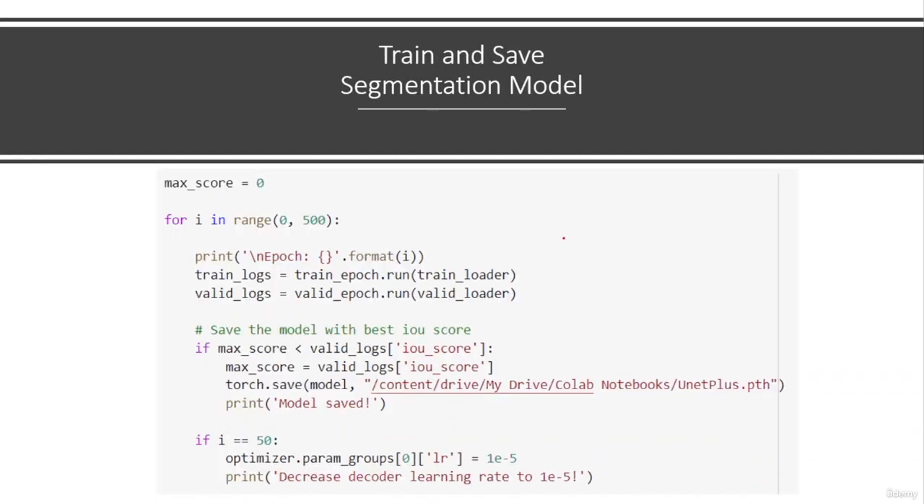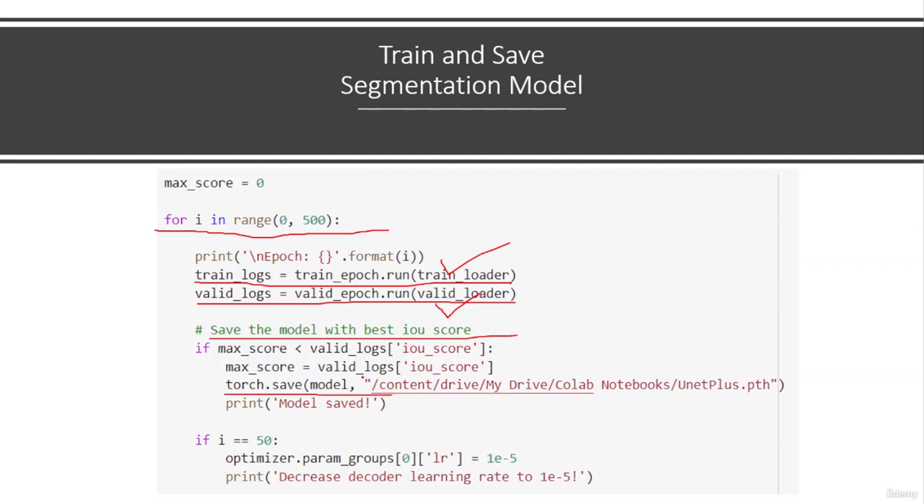Now as we have defined everything, we will set the model to training and then save the model. Here you can see we have used a for loop to run this model for 500 epochs. We run the training epoch and then the validation epoch, and we pass the corresponding train loader to the training epoch and validation loader to the validation epoch. Next we are saving the model with the best intersection over union score. Here you can see the model is being saved on this path, and you can define your own path in Google Drive.